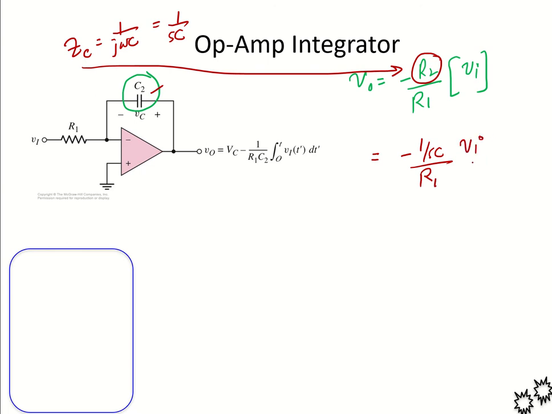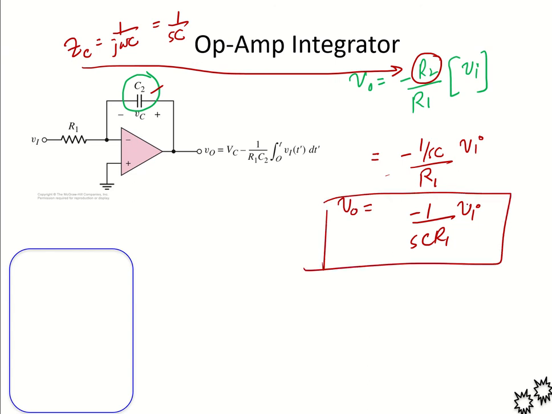So that is actually our output here. Or we can write this as minus 1 over sC R1 times V1, in the S domain. This is our output in the S domain. And if we add the initial conditions, we can actually derive the other relationship. So this is in the frequency domain, the S domain, so this is basically V of s and I of s, because we are dealing in the S domain.